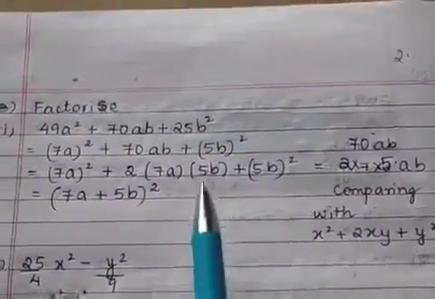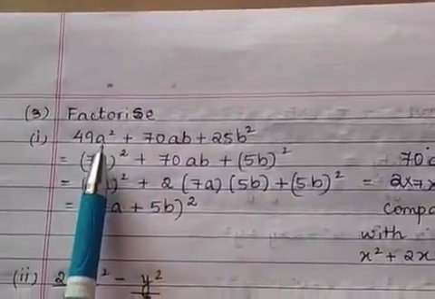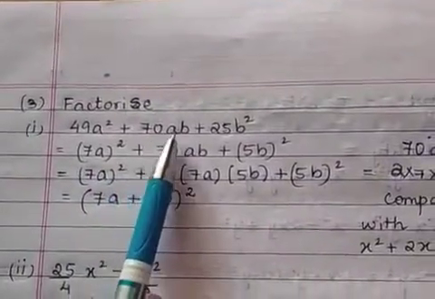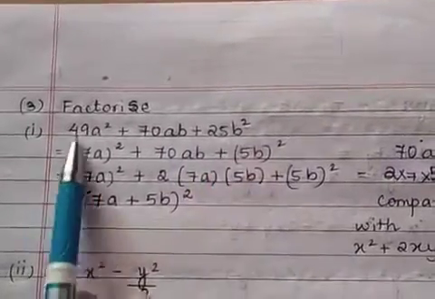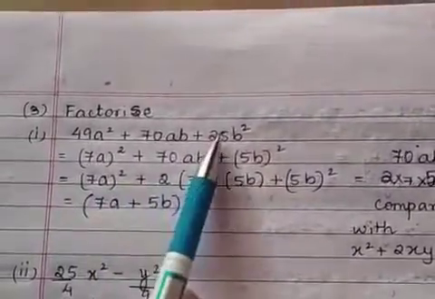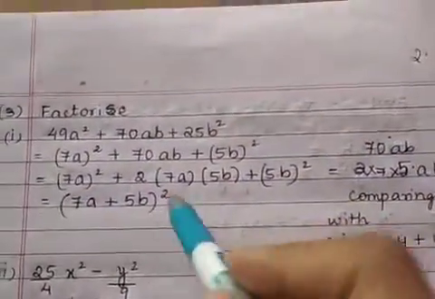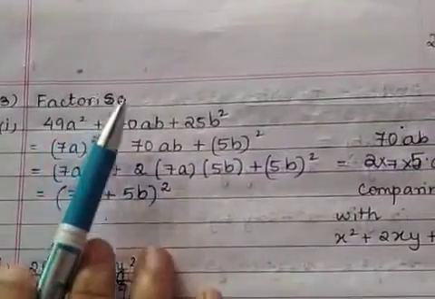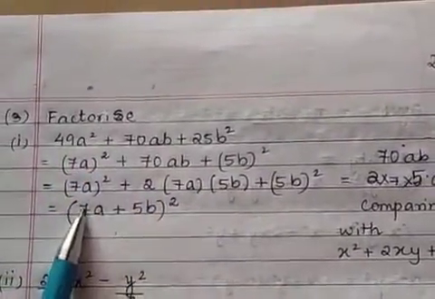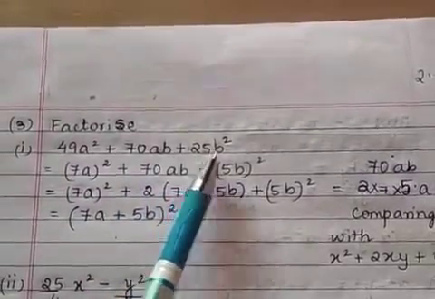Now let us see the next type of example: factorize 49a² + 70ab + 25b². Here this is in the expanded form, and from the expanded form we have to get it into the factor form. So this is called factorizing, which means finding the factors. Here we are finding the factors using the identities.